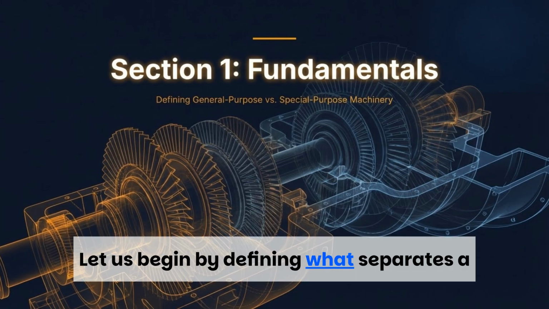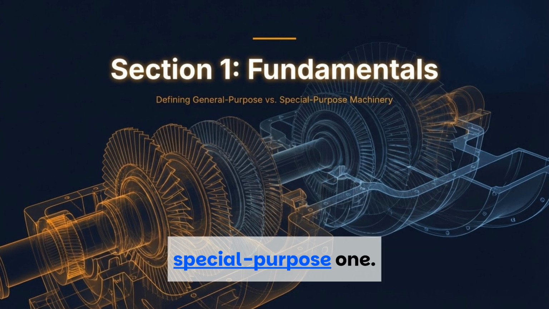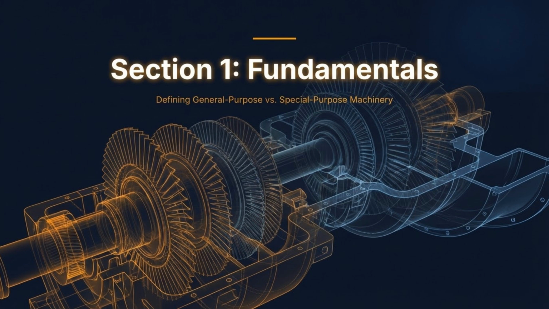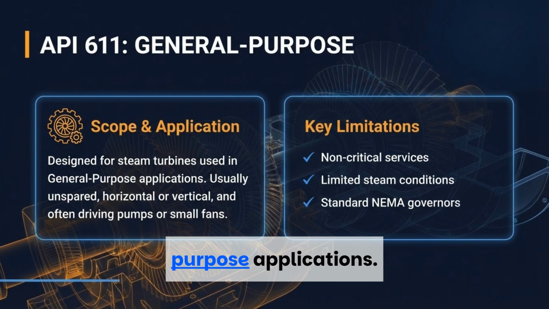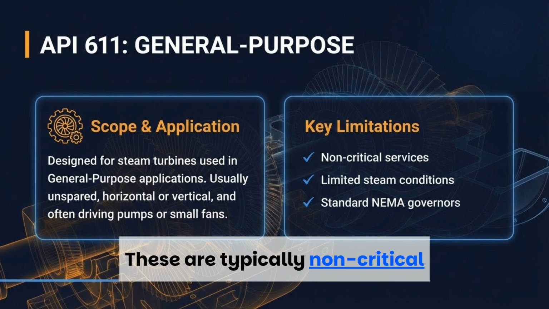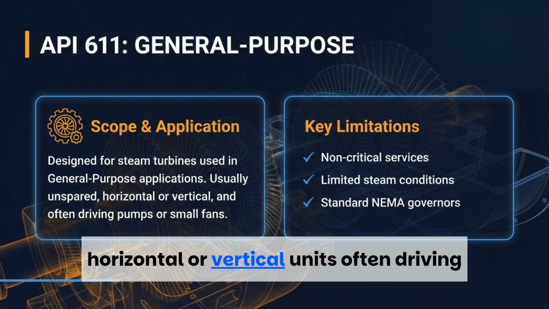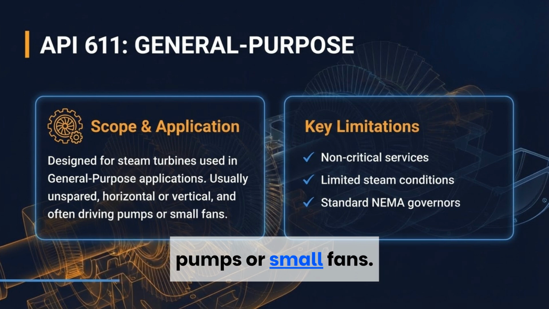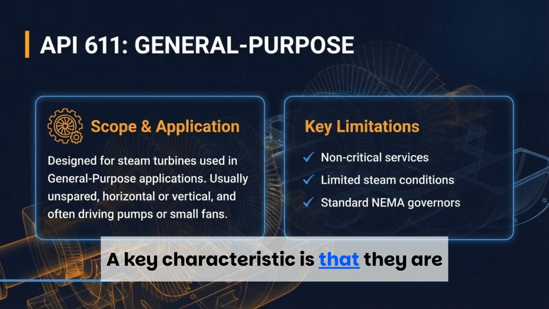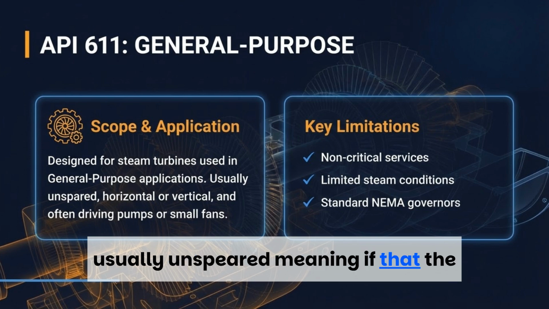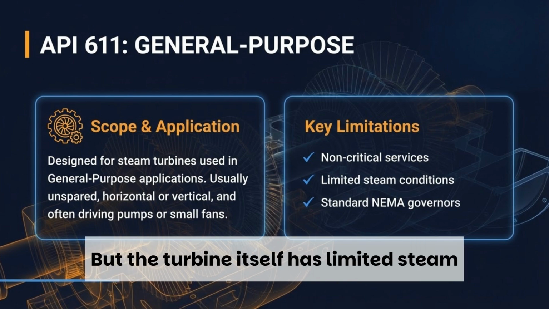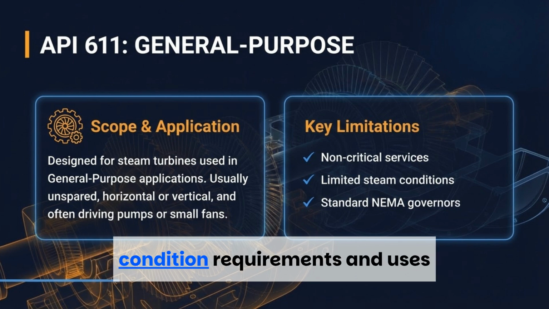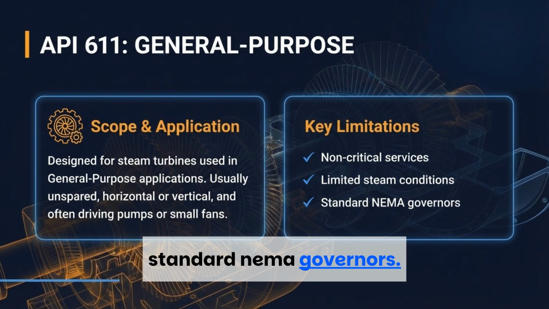Let us begin by defining what separates a general purpose machine from a special purpose one. API 611 covers turbines for general purpose applications. These are typically non-critical, horizontal or vertical units, often driving pumps or small fans. A key characteristic is that they are usually unspared, meaning if the turbine goes down, the process might continue via a backup pump. But the turbine itself has limited steam condition requirements and uses standard NEMA governors.